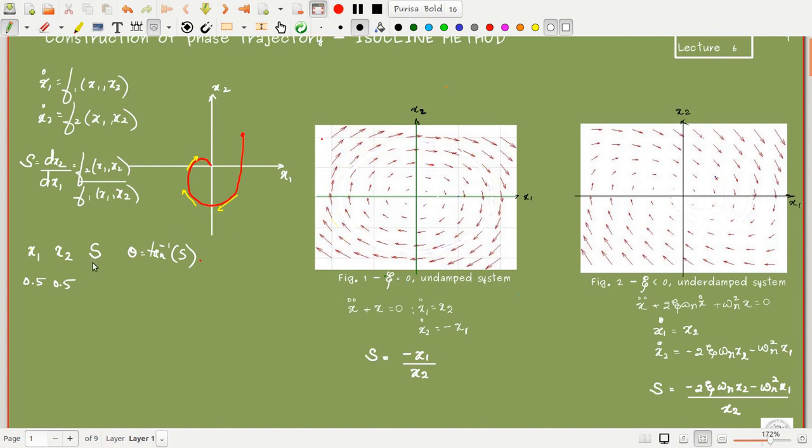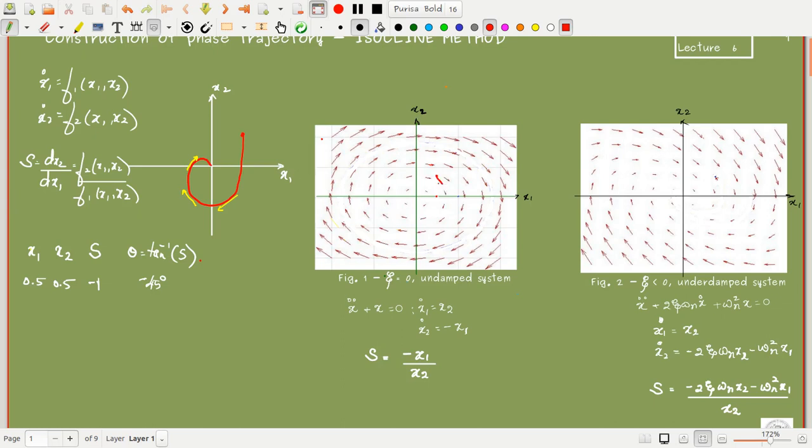So we are seeing this system. x1 is equal to 0.5, x2 is equal to 0.5. So what is S? Here S is equal to minus 1. So what will be theta? Tan inverse of minus 1 is equal to minus 45 degrees. I will try to draw the slope for that. The slope at the point 0.5, 0.5 can be drawn with an angle of minus 45 degrees.